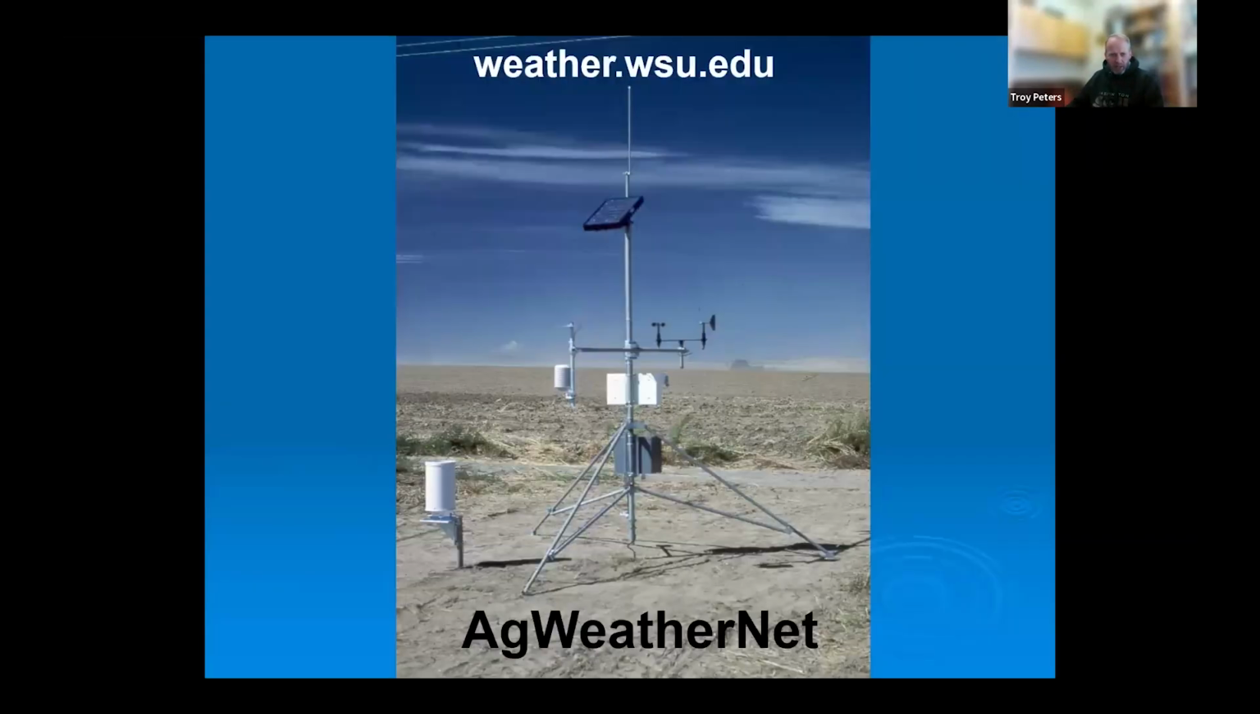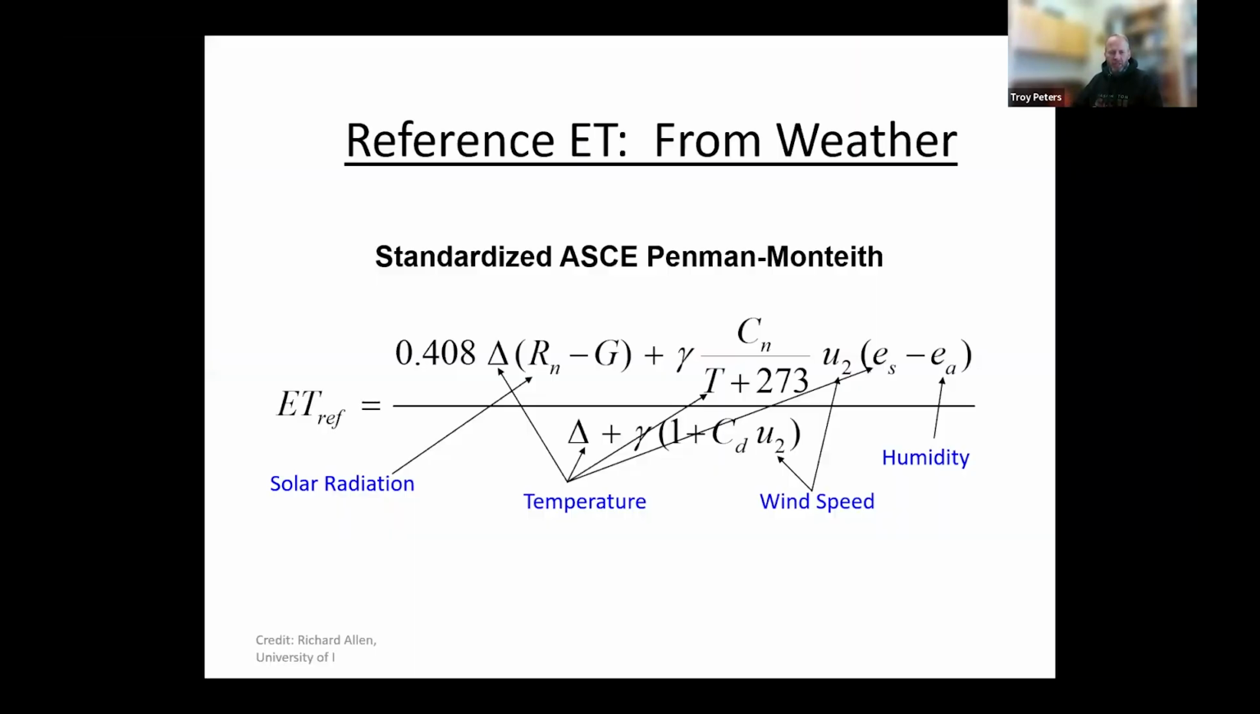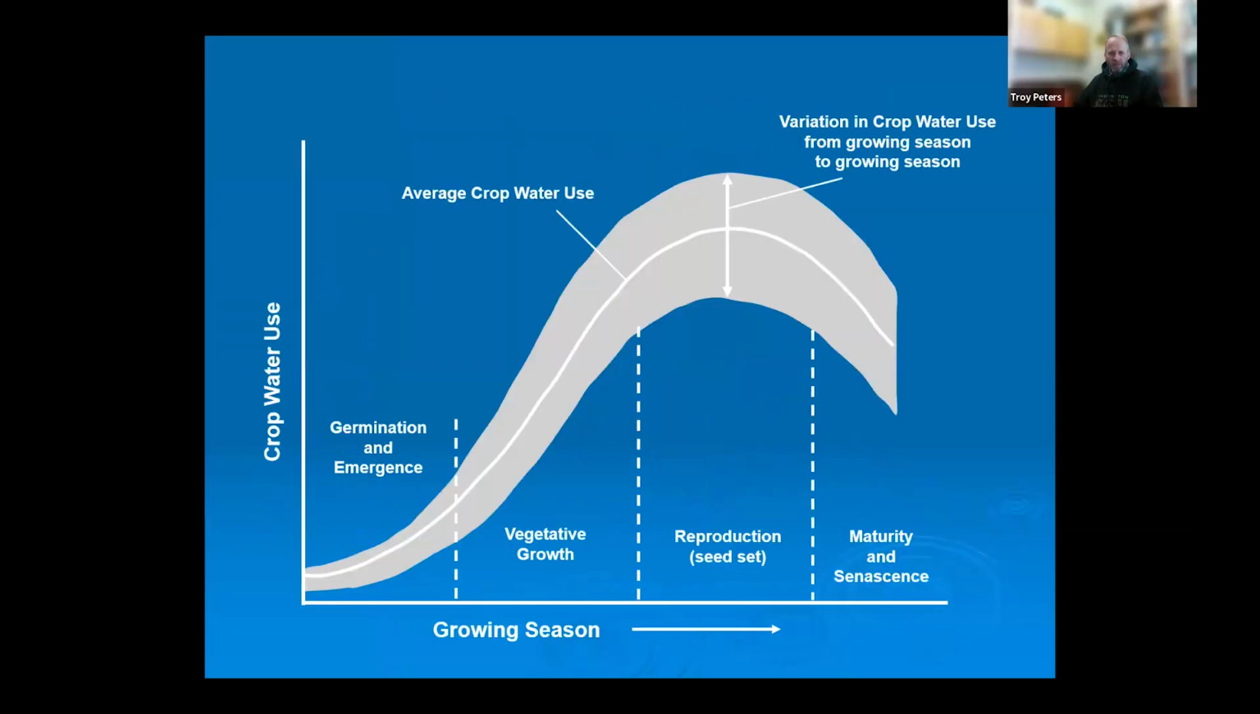So: solar radiation, temperature, humidity, and wind speed. Those four things are the primary inputs into that equation to estimate crop water use. We also need to know latitude and longitude and some other things about the weather station, but we can get that.